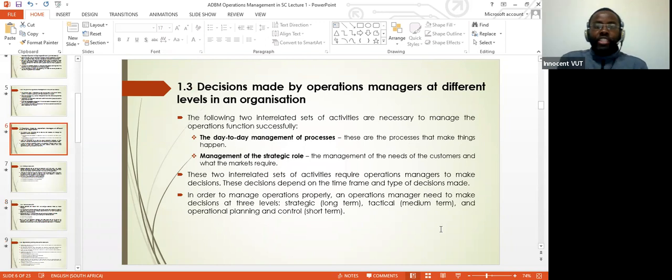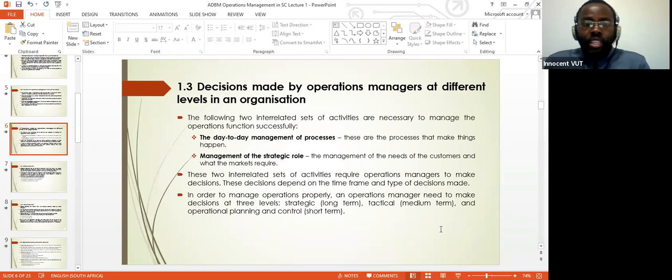Right, we have decisions made by operations managers at different levels in an organization. The following two interrelated sets of activities are necessary to manage the operations function successfully. The day-to-day management processes, these are the processes that make things happen, right? So the first one is the day-to-day management of processes. We are talking of processes that make things happen. It might be in a manufacturing organization, it might be in a service organization.